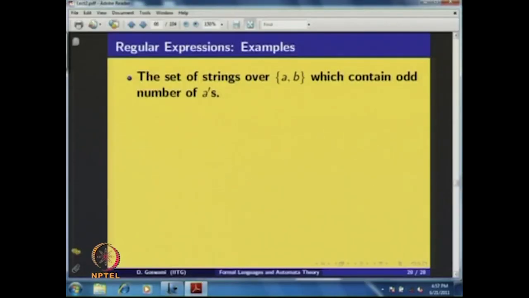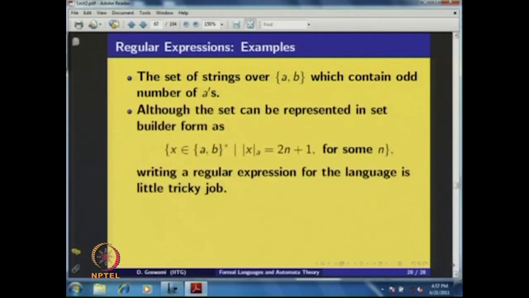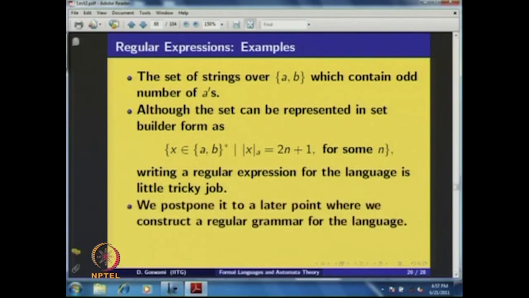Now, consider the language, the set of all strings over {a, b} which contain an odd number of a's. It is easy to see that it can be represented in set form as x belonging to {a, b} star such that the number of occurrences of a's in x is equal to 2n+1 for some n. But writing a regular expression for this language is a little bit tricky. So, we will postpone it to a later point where we construct a regular grammar for the language. Regular grammar is another finite representation for a language. Even though it is tricky to write a regular expression, it is very easy to construct a regular grammar for the given language.